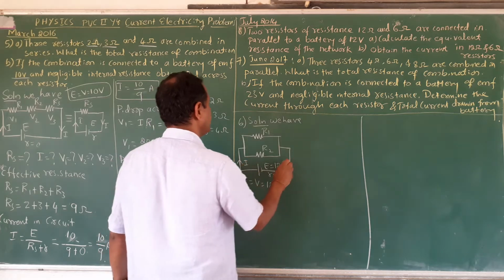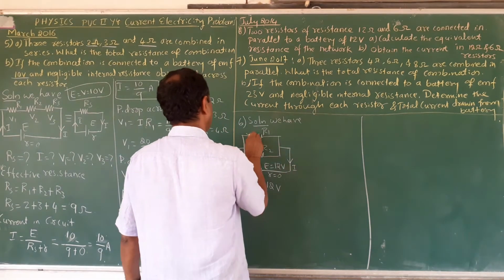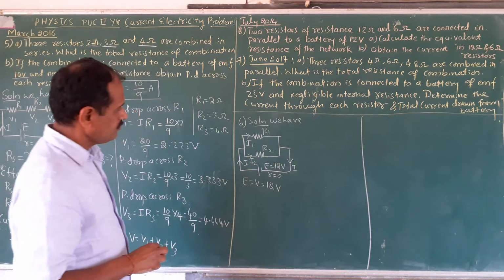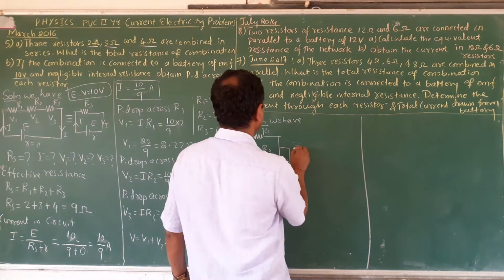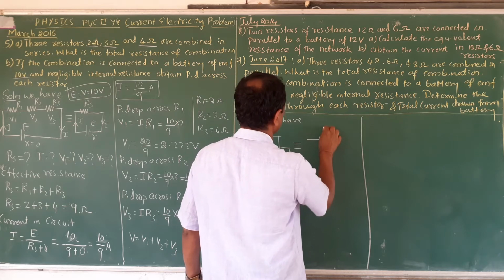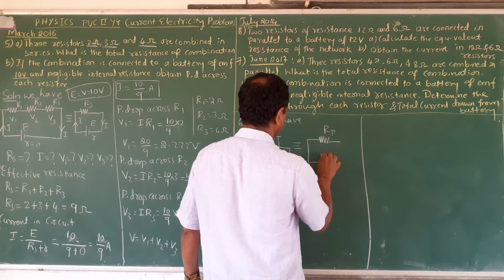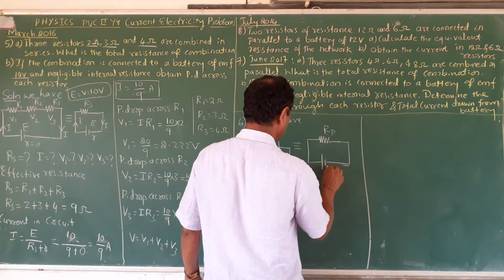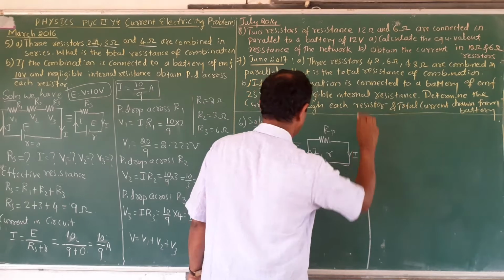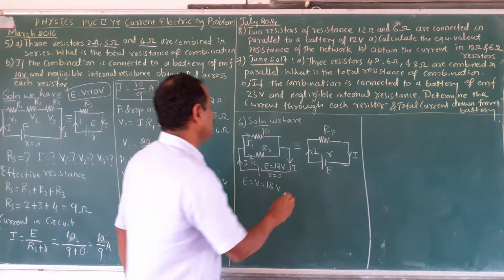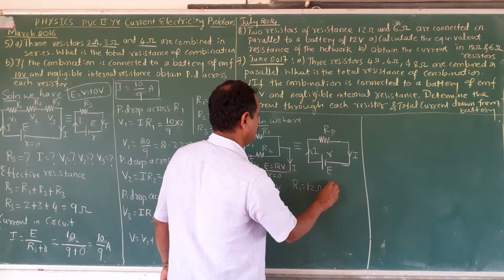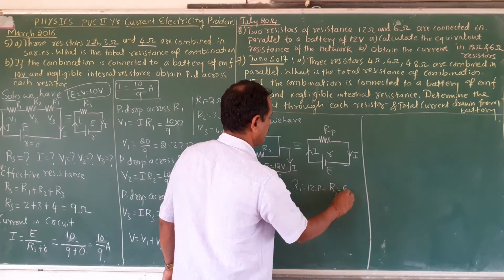Now the main current is I. Here the current is I1, here the current is I2. This is the equivalent circuit. This is RP. This is the EMF of the cell, with internal resistance, and the current. What is R1 here? R1 is 12 ohm. R2 is 6 ohm.